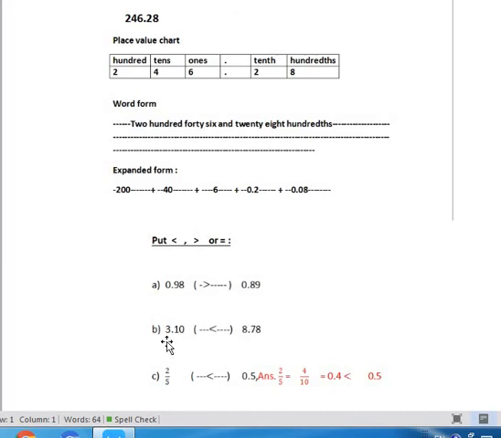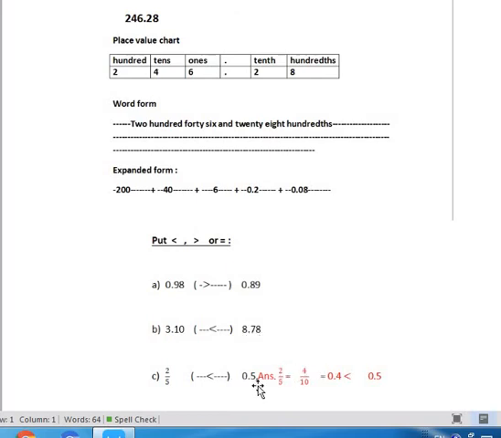Number B, here 3.10 and 8.78. I'm comparing from the left here. So I'm comparing the ones. 8 is greater than 3. So 8.78 is greater.